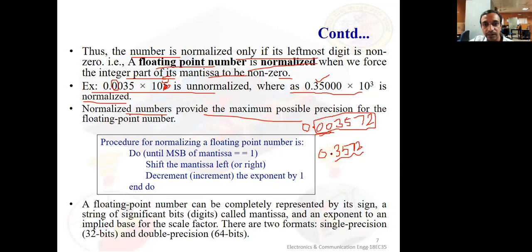So to the right of the decimal point, there is a non-zero digit. Of course, you have to appropriately modify the exponent. That is not a problem. Here it was 10 power minus 5, and it has become 10 power 3. That's not an issue because we can easily increase or decrease the exponent. So we are looking into the mantissa part of it.